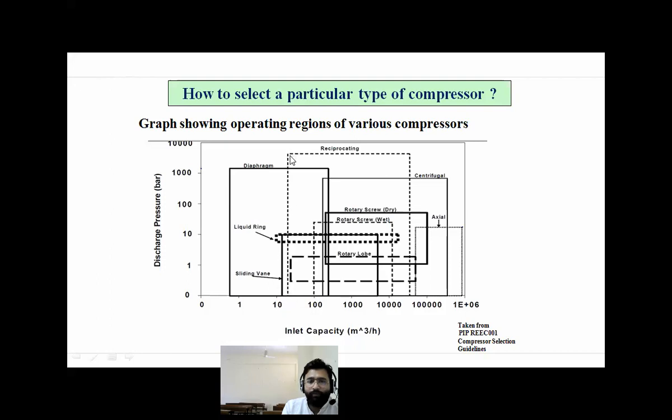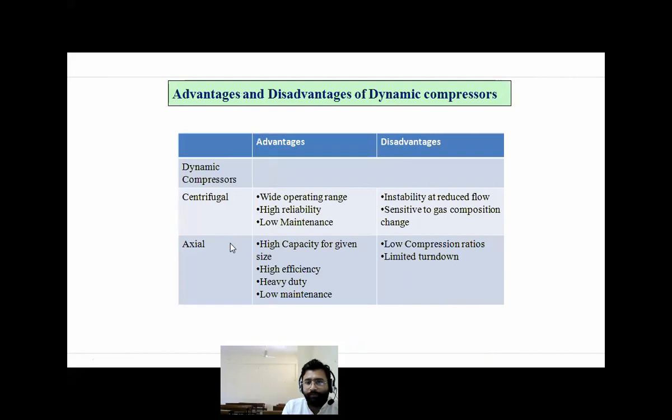0 bar to about how much is this, 1,000 or what? Like we can say 55,000. So up to that it can go. So it should not be in bar. This unit is wrong here. It should be in PSI or something like that. This way, every compressor is compared, inlet capacity versus discharge pressure.